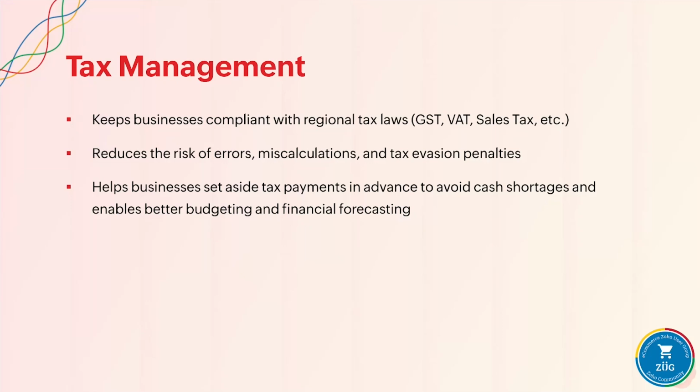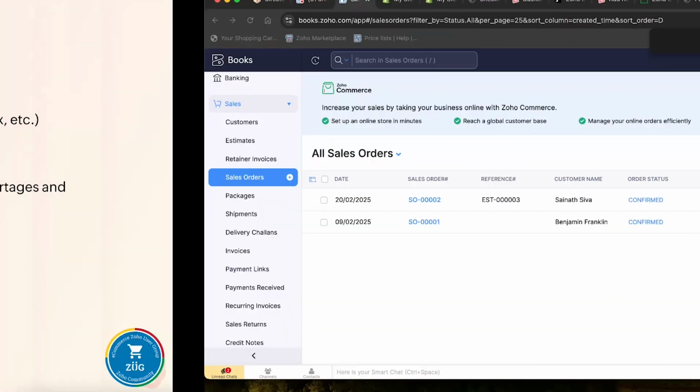As I can see, there are a few people from India, a few from the US, and other places. This can avoid your cash shortages and enable better budgeting and financial forecasting. We'll come to the forecasting part when it comes to the reports, and this will be done automatically for tax deductions and payments. I'll show it to you on the taxes.